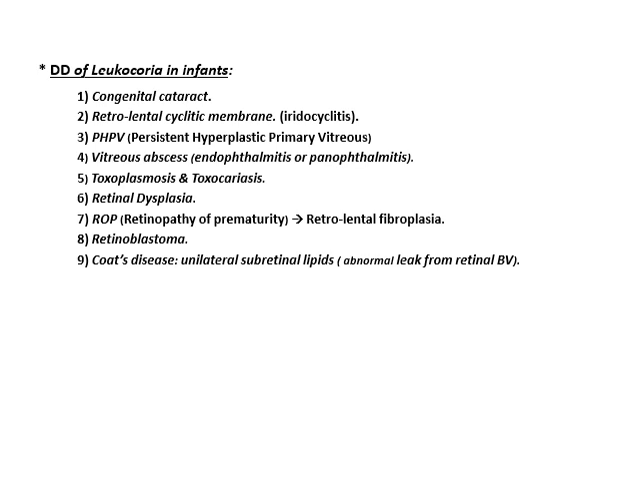Differential diagnosis of leukocoria in infants. If an infant comes with a white pupil, in this case it may be due to: number 1, congenital cataract; number 2, retrolental cyclitic membrane due to iridocyclitis, meaning inflammation of the uveal tract; number 3, persistent hyperplastic primary vitreous, a congenital anomaly in the vitreous; number 4, vitreous abscess due to infection of endophthalmitis or panophthalmitis; toxoplasmosis or toxocariasis infection; retinal dysplasia, a congenital anomaly of the retina; retinopathy of prematurity; or retinoblastoma or Coats disease.